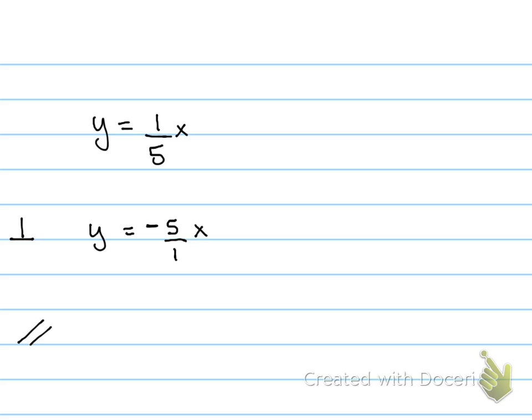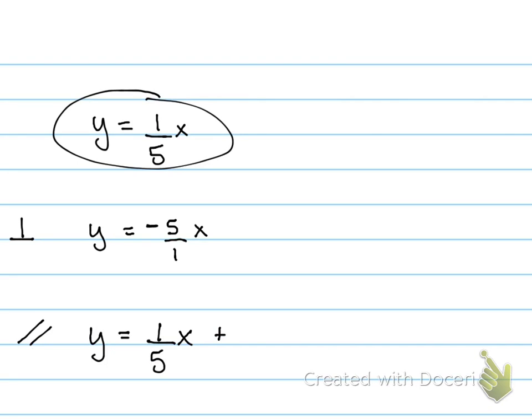How about a parallel line to my first one? Well, parallel, you have the same slope. So 1 over 5x plus 6 or plus whatever. It really doesn't matter what it is. The only thing that matters is that my slope is the same for parallel and that I am the opposite reciprocal for perpendicular.